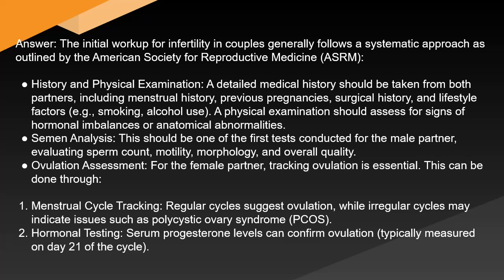Ovulation assessment. For the female partner, tracking ovulation is essential. This can be done through menstrual cycle tracking. Regular cycles suggest ovulation, while irregular cycles may indicate issues such as polycystic ovary syndrome, PCOS. Hormonal testing. Serum progesterone levels can confirm ovulation, typically measured on day 21 of the cycle.